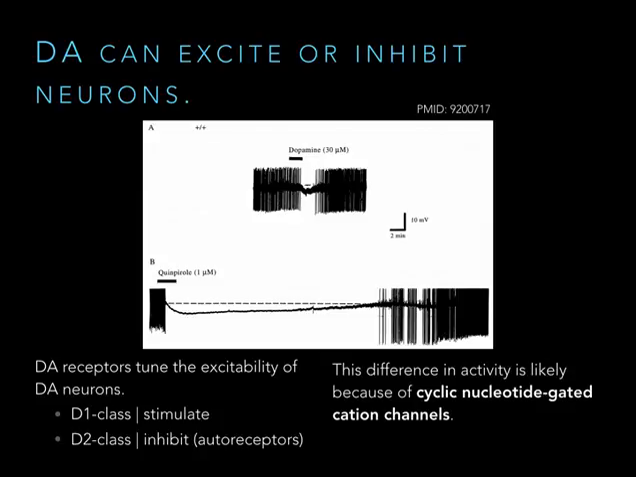Then they come back after the dopamine has washed out. This is because of the activity of D2 dopamine receptors. Because if we apply a specific D2 class agonist, quinpirole, that's what we see in the bottom, we can also block the firing of action potentials.